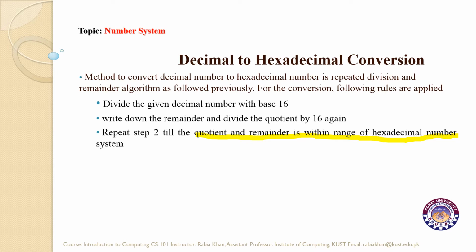So it is a 3-step process. First, the decimal number will be divided by 16. We will note down the remainders and divide the quotient again by 16. The division process will go on until the quotient and remainder come within the range of the hexadecimal number system. Let's now apply these rules on a few examples.